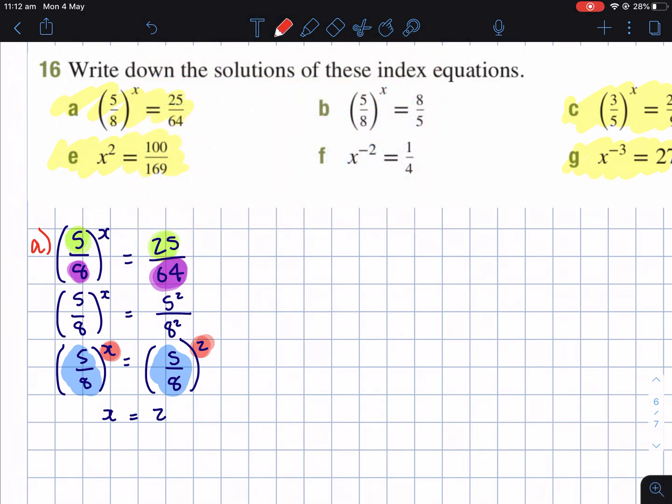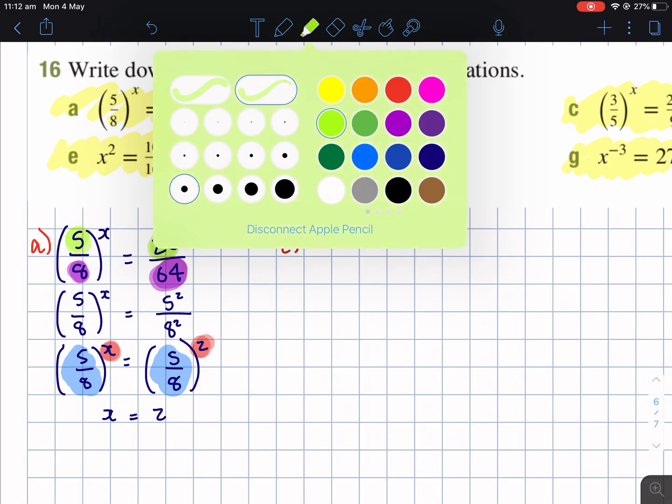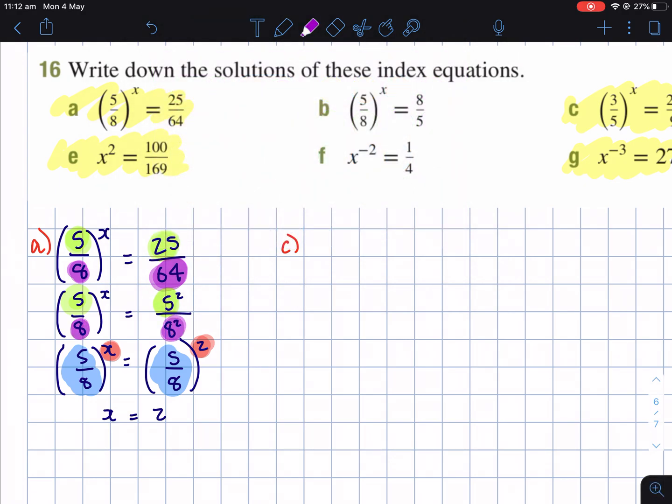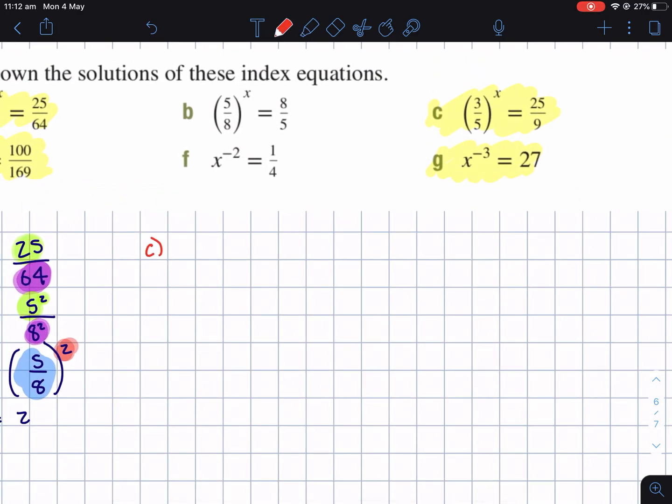Question C. Okay, sorry about that. So this time we've got (3/5)^x equals 25 over 9. Now the problem here is that I know that 9 is 3 to the something, and I know that 25 is 5 to the something. And it's upside down, which means I'm going to have to turn this one upside down. But I'm going to do that as my last step.